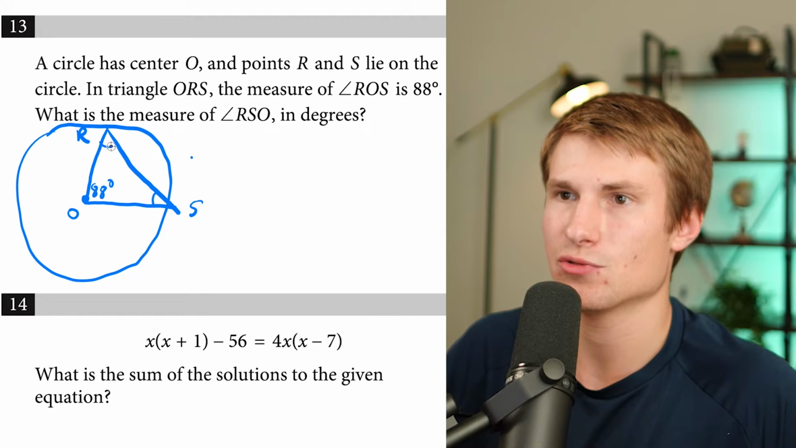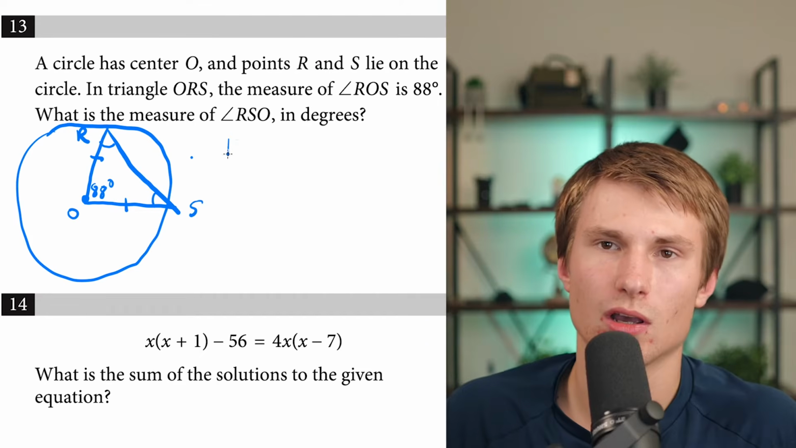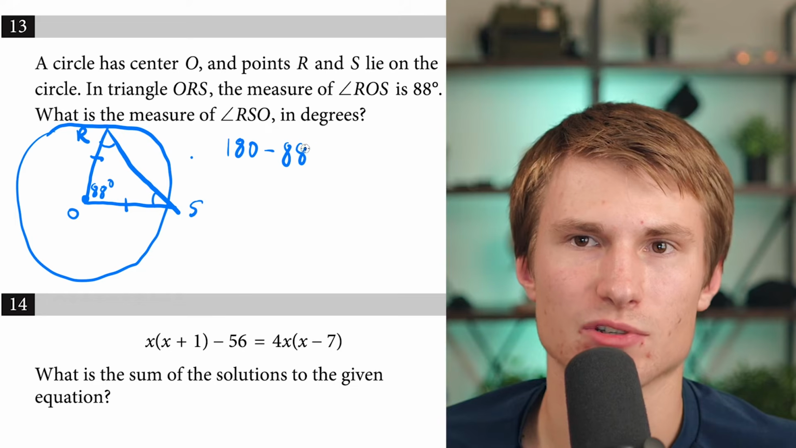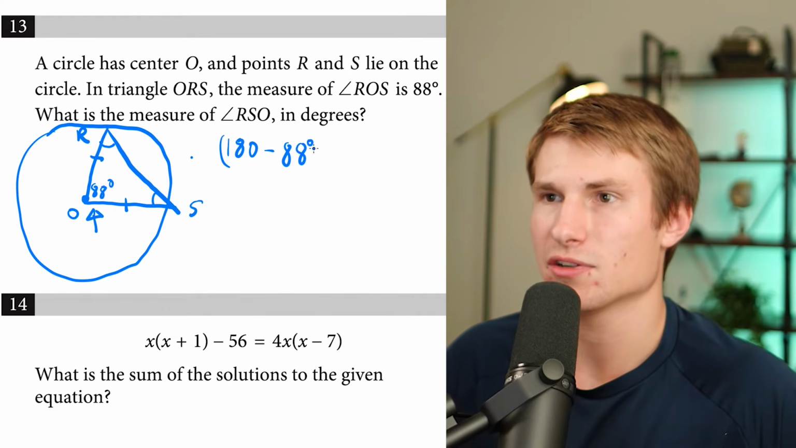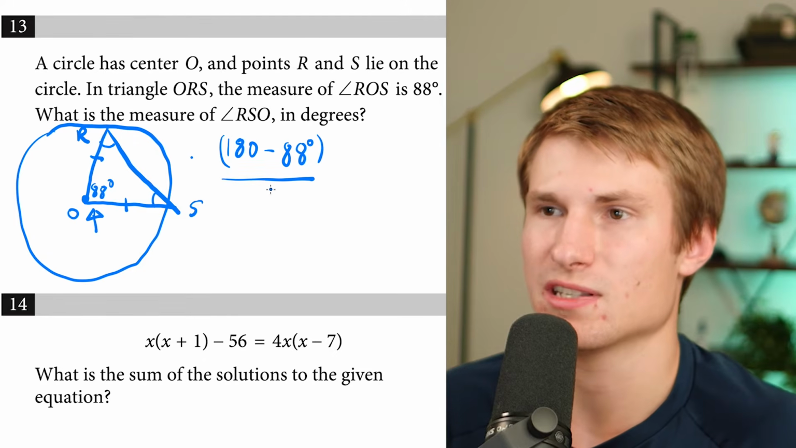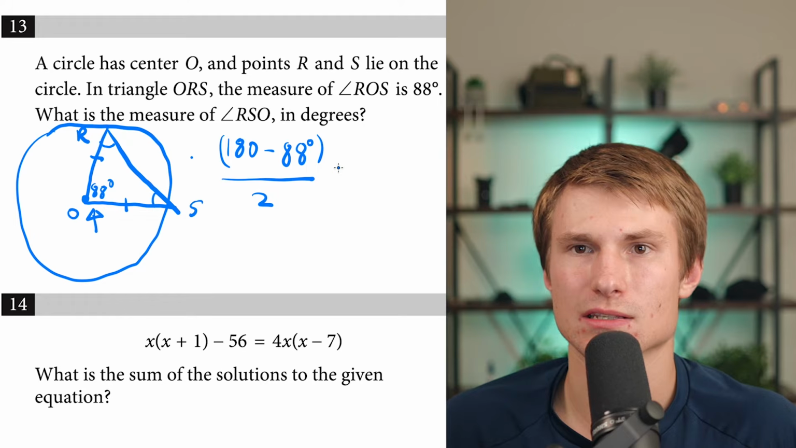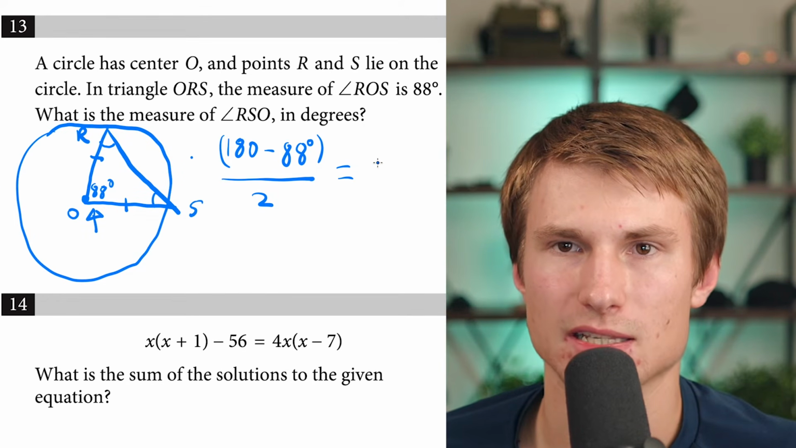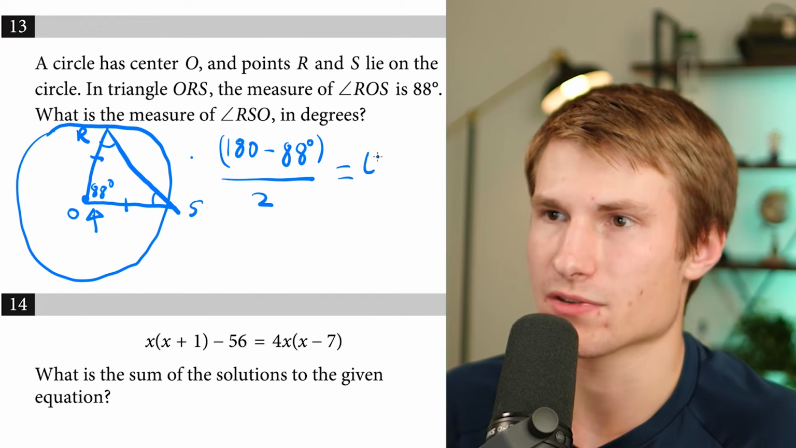Now, I know that these two angles are going to be the same because these are both the radius of the circle, right? So they have to be the same. So we have an isosceles triangle. Therefore, we can do 180 because that's the total number of degrees in a triangle. We'll subtract the 88 degrees we already have right here at angle O. And then we have to divide by 2 since they're going to be two of the same angle at R and at S. And this will give us our value of angle RSO. So 180 minus 88 should leave us with 92. 92 over 2 will give us 46.